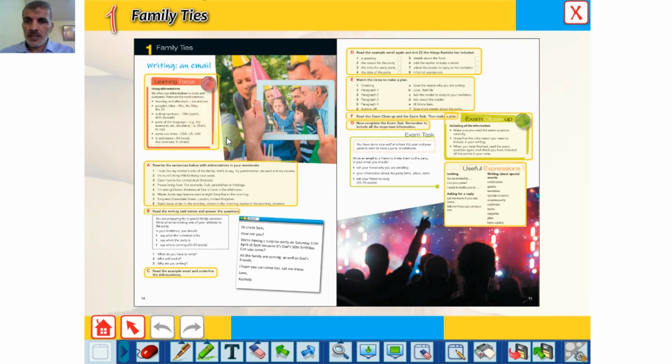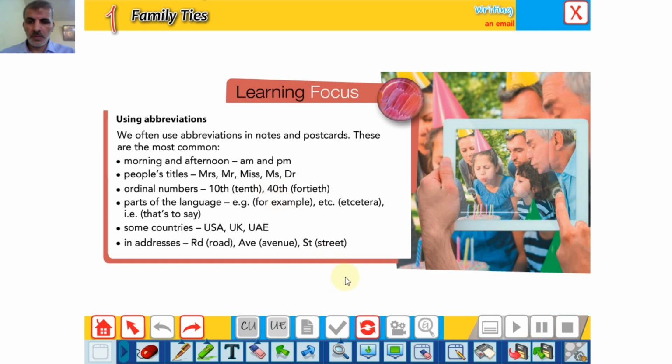For today, as you can see, we are going through using abbreviations and rewriting these sentences and reading this email. So let's go with the first exercise, which is learning focus. So it is using abbreviations. We often use abbreviations in notes and postcards. These are the most common. Instead of saying good morning or good afternoon, we may say AM and PM.